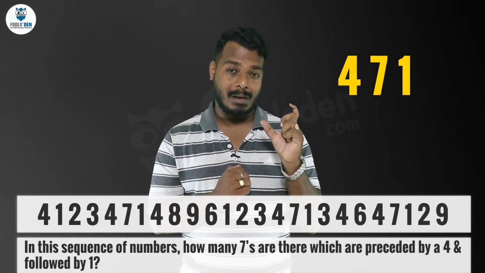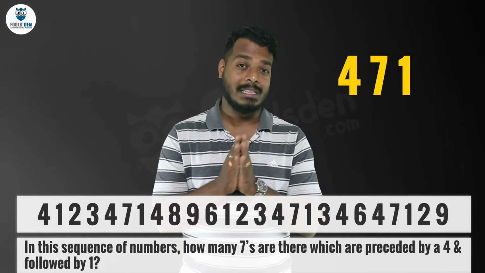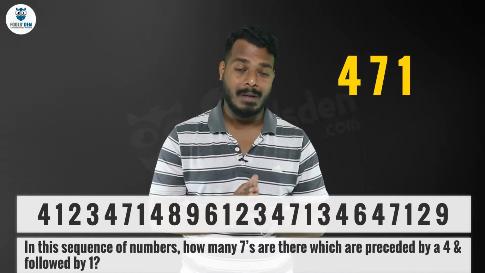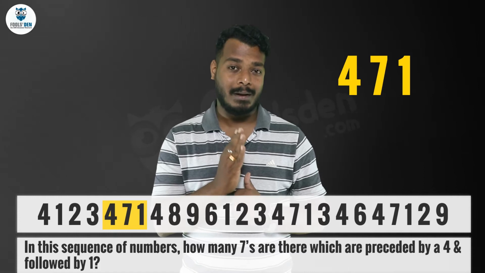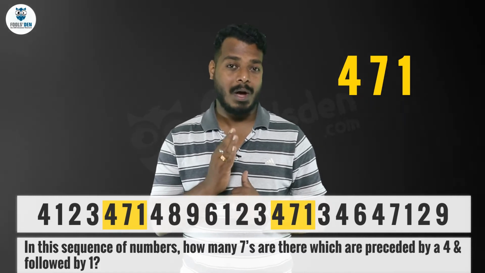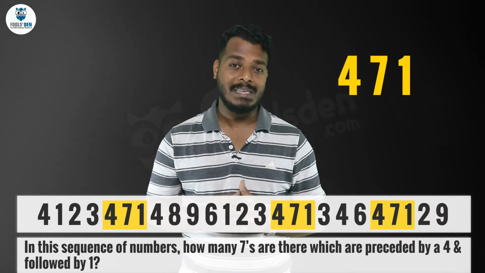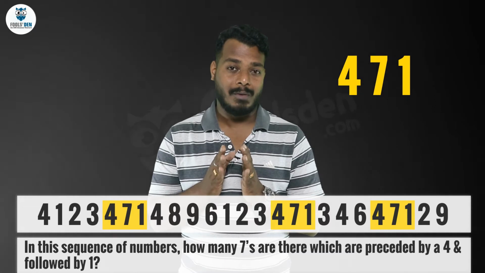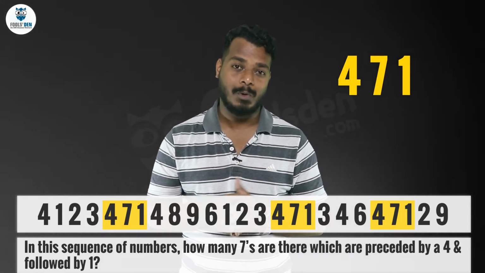Now just keep the sequence in mind, 4, 7, 1, and try to look for this in the question. How many times can you see 4, 7, 1 in the whole question? I think you can see one there, you can see one there, and you can see one there. So basically there are 3 such occurrences where you are getting a 4 before a 7 and a 1 after the 7. So your answer would be 3.